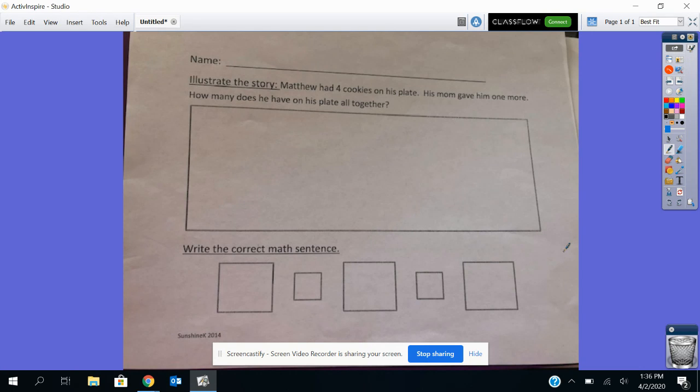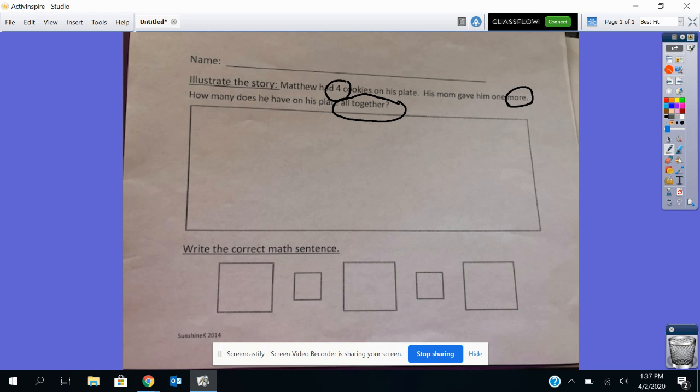His mom gave him one more. How many does he have on his plate altogether? So there's some important words in the story problem. First of all, we know that Matthew started with 4 cookies on his plate. So that's kind of important. We need to circle that 4. His mom gave him one more. More is also an important word. I'm going to circle that as well because if you're getting more, that is going to give us a clue that we need to add. Okay? So then it says, how many does he have on his plate altogether? So we know we're looking for the total or how many he has altogether.